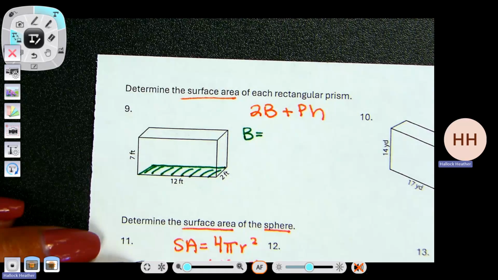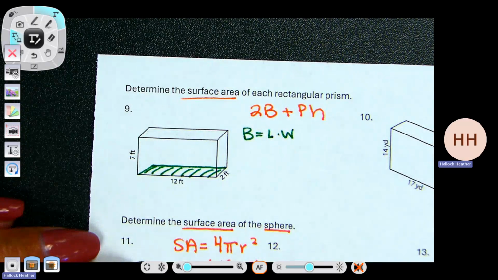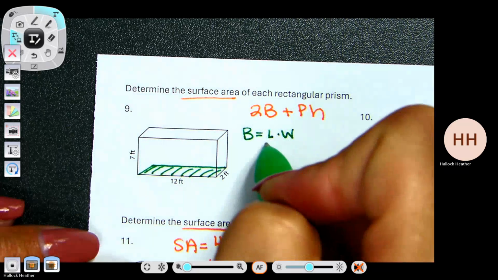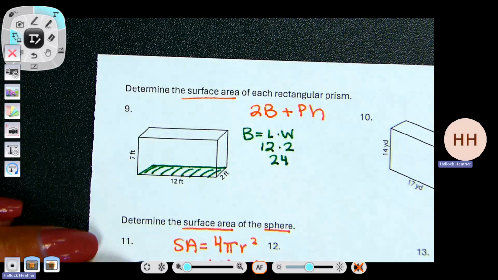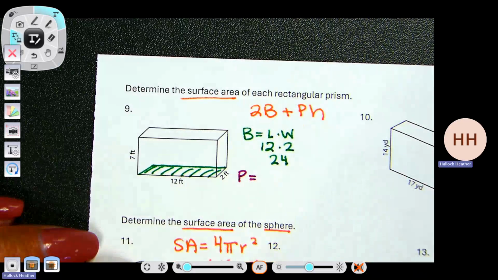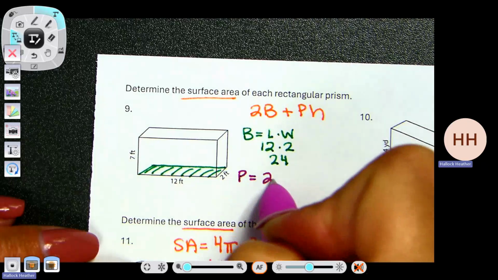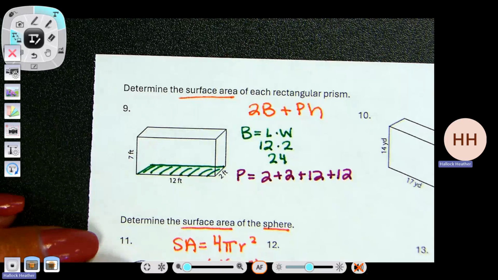Base times height, or length times width. Yes, so you're doing length times width. I always call it length times width. So what are the two dimensions of the base? 12 times 2, which is 24. I also have a capital P, so I'm going to start by finding capital P as well. What does P stand for? Perimeter. So I'm doing the perimeter of the base. I have two 2s that I'm adding, and I have two 12s that I'm adding. So how much is the perimeter? 12 plus 12, plus 2 plus 2, is 28.